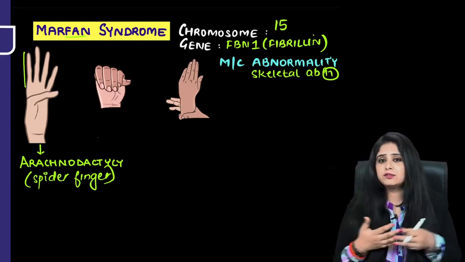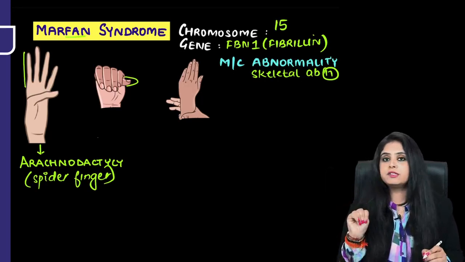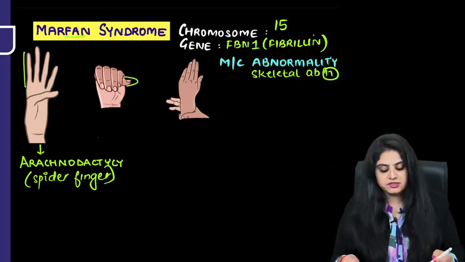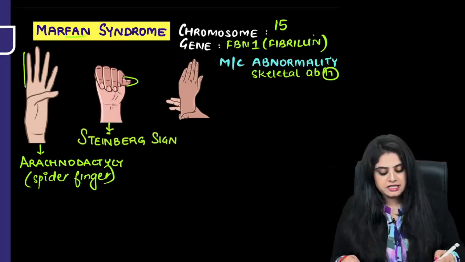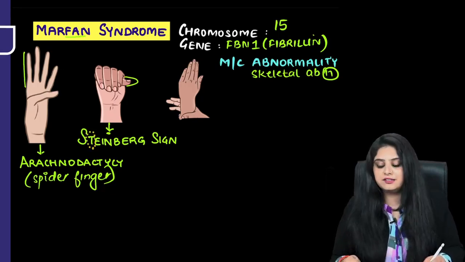Because their fingers are so long, their thumb is also very long. So if you tell them to close their fist, their thumb is going to come out from the side, and that is known as the Steinberg sign. Please remember Steinberg has the T in it, so that is the thumb sign.